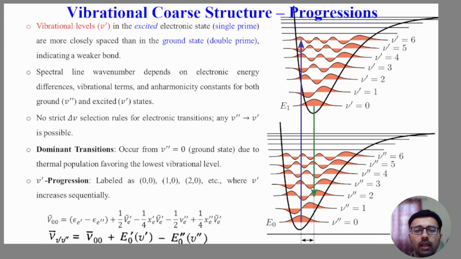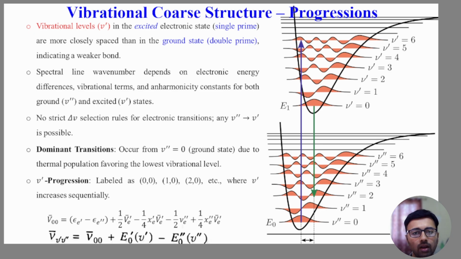Now let us consider the selection rules for these transitions. In pure vibrational spectroscopy, we usually apply the rule as delta nu is equal to plus or minus 1. However, electronic transitions behave differently. When an electronic transition occurs, there is no strict restriction on the change in vibrational quantum number.